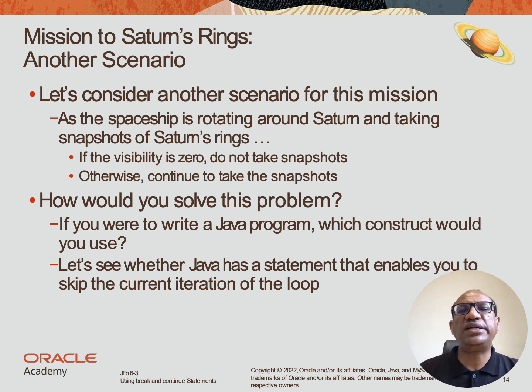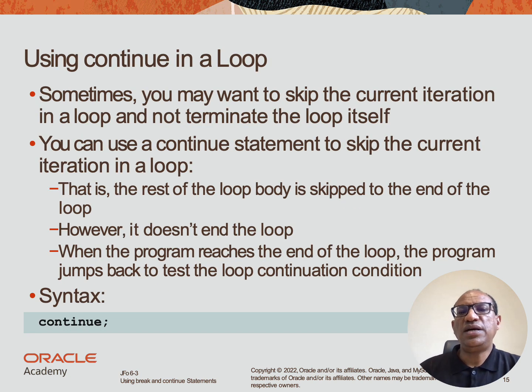Now let's talk about another Saturn mission scenario. What if your loop should continue taking photos, but you want to skip taking any when visibility is 0? You don't want to stop the loop, just skip that step. That's what the continue statement is for. It says, skip the rest of this loop iteration and go back to the top. It's great when you want to skip some values but keep looping.